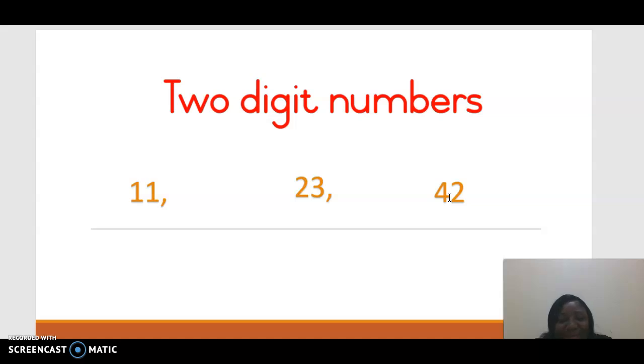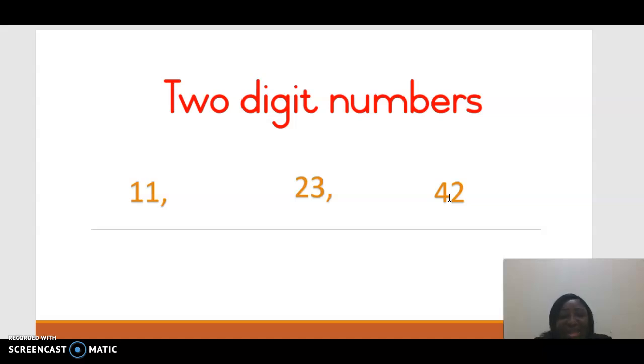Digit simply means numbers. So do not allow the word digit to make you confused. If you don't want to say two numbers, you can simply say two digits. So digit is the same as number.